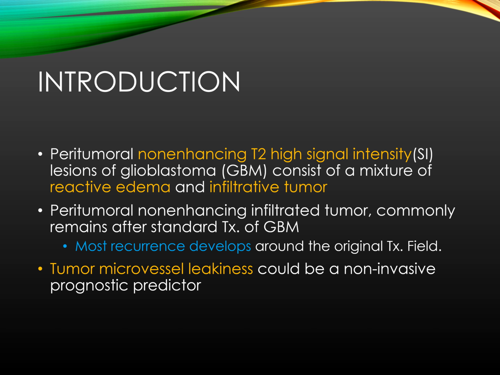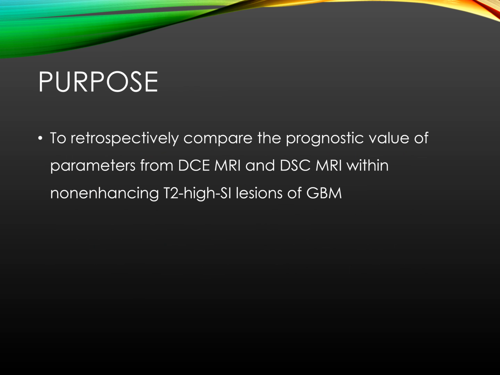Tumor microvascular leakiness could be a non-invasive prognostic predictor because immaturity of microvascular structure, microvascular leakage, and active neoangiogenesis are characteristic of GBM. So, this study aimed to compare the prognostic value of parameters from DCE MRI and DSC MRI within non-enhancing T2 high signal intensity lesions of GBM.